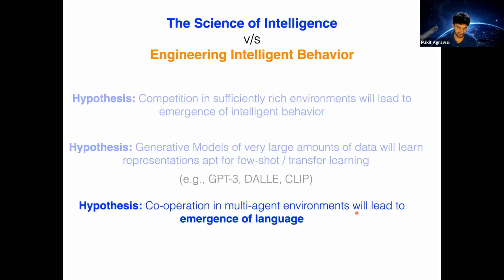So, another hypothesis we can have is, for example, that cooperation in multi-agent environments will lead to things like the emergence of language, and then language would be the basis by which agents can collect a lot of information about the world, and then we can bootstrap intelligence on top of it. So let's consider multi-agent setups. Just some background, and then we'll see where we are in this language emergence work.